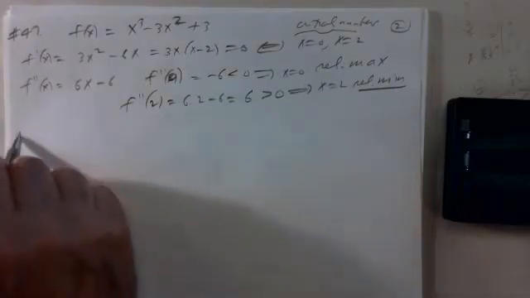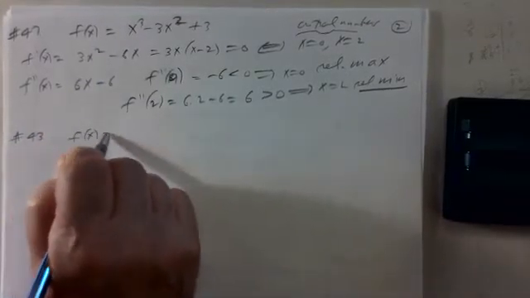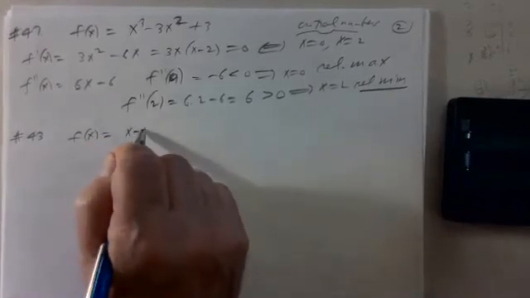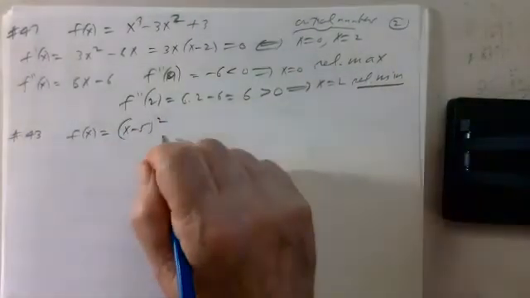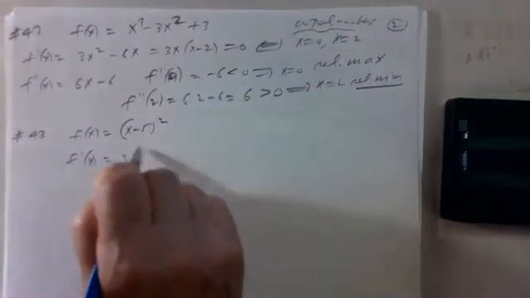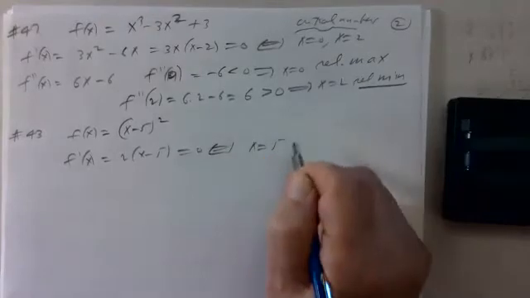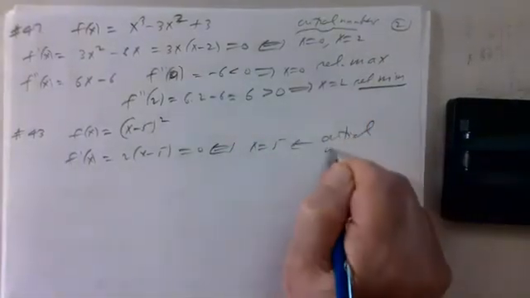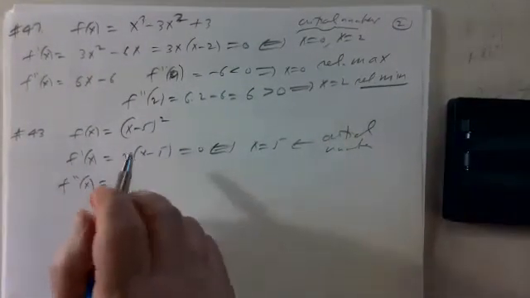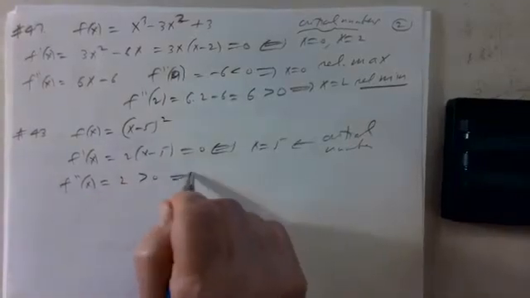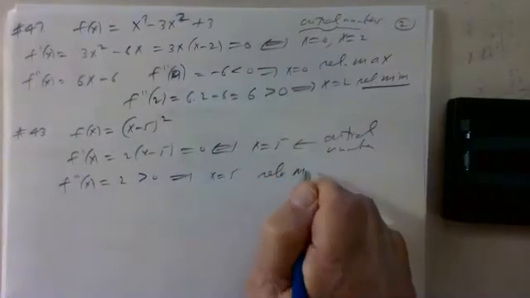Let's look at another one. Suppose we have number 43. We have the function f of x equals (x minus 5) squared. The first derivative is 2 times (x minus 5), and that's equal to 0 precisely when x equals 5. So this is the only critical number. The second derivative, the derivative of 2(x minus 5), is 2, which is positive. So x equals 5 is a relative minimum.